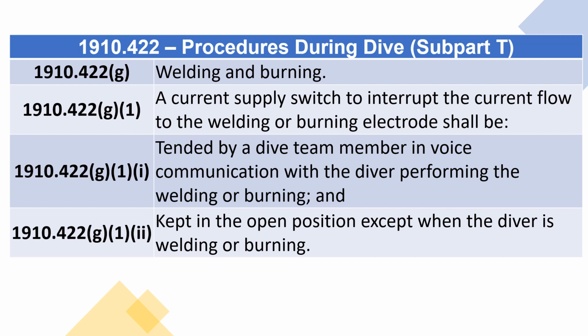1910.422 G. Welding and burning. G.1 A current supply switch to interrupt the current flow to the welding or burning electrode shall be G.1.i through G.1.ii tended by a dive team member in voice communication with the diver performing the welding or burning, and kept in the open position except when the diver is welding or burning.